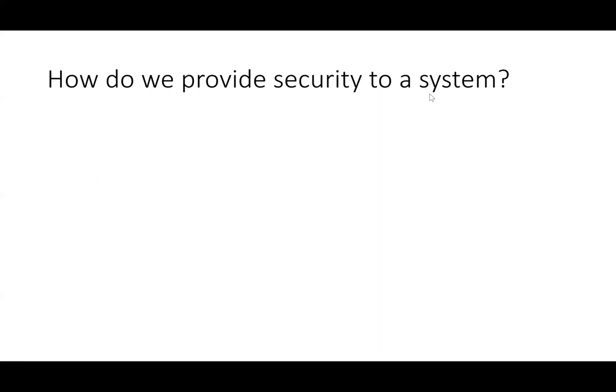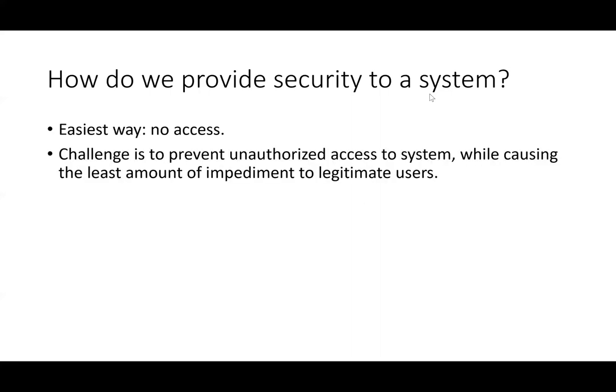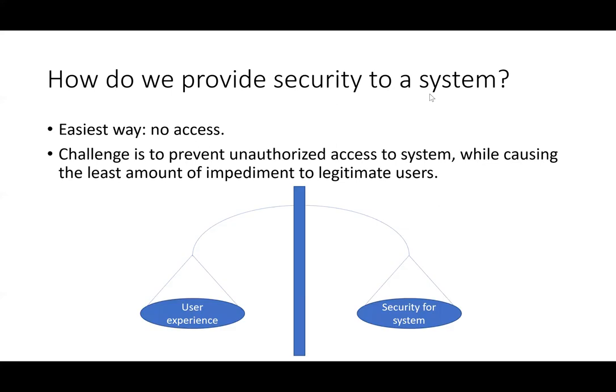So how can we actually provide security to the system? Well, let's just say the easiest way, right? No access, just completely shut off your system. Well, it's very secure, but that's not really our point of computer science, right? You want to build something that other users can use. So a challenge is, how do you prevent unauthorized access, right, or attacks on your system while causing the least amount of impediment to legitimate users? And this really is the center point of what we're trying to do in computer security: you want to balance this user experience with the security for the system.